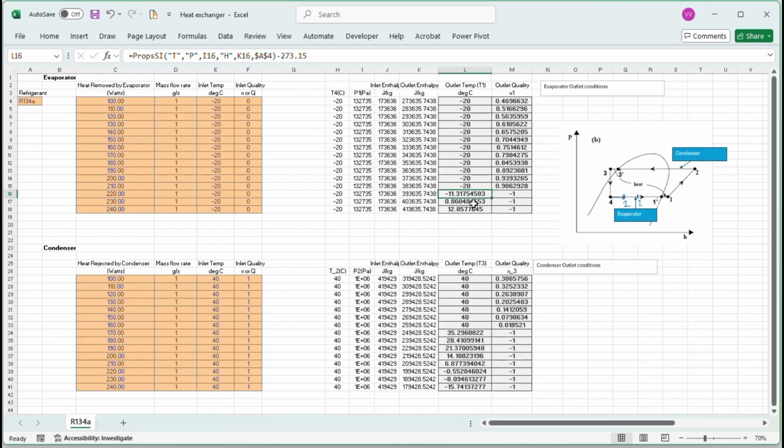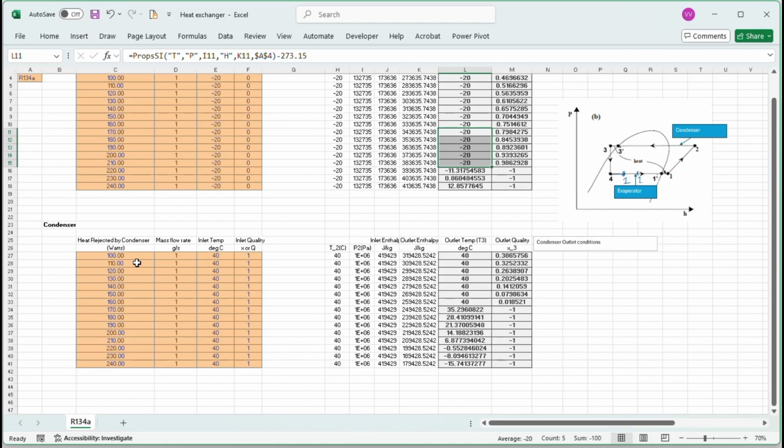So now it's superheated. Any amount of heat you add now will make it warmer and warmer. By 240 watts, you're 12.8 degrees warmer. So you'll keep going outside the dome and your temperature will increase because now you're in sensible heating. You're not using the latent heat, you're in the sensible heating regime.